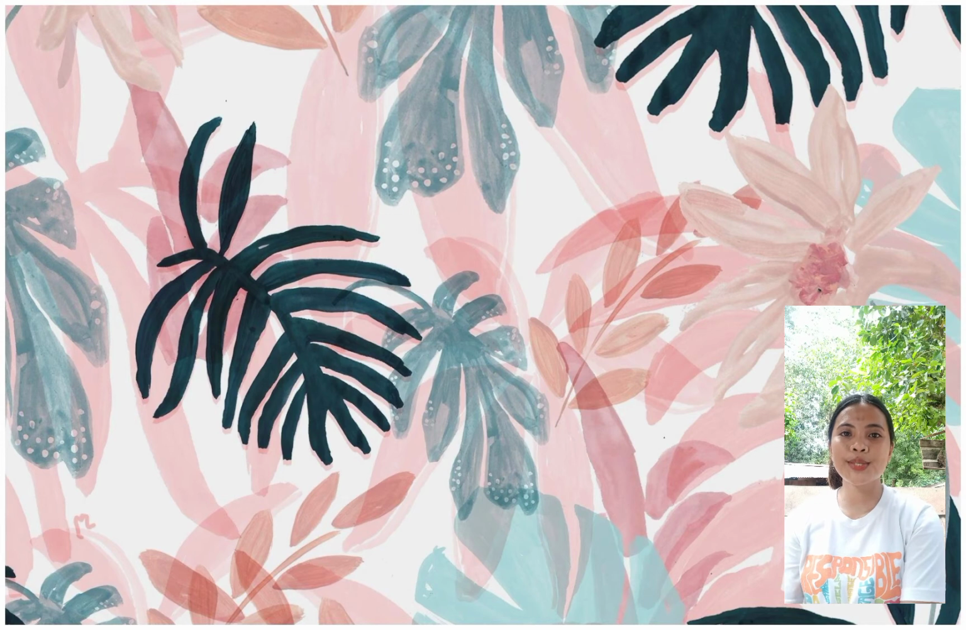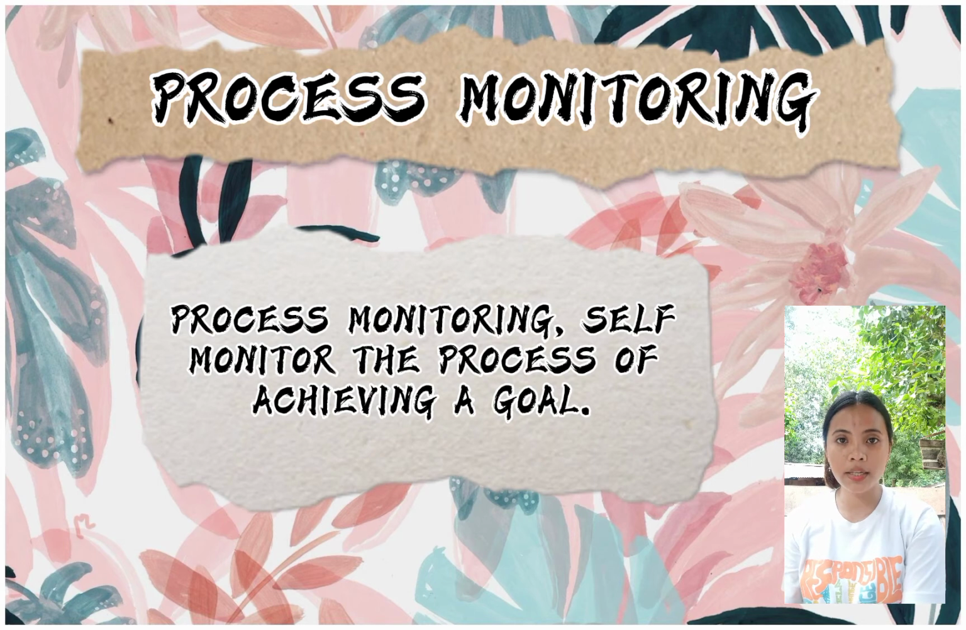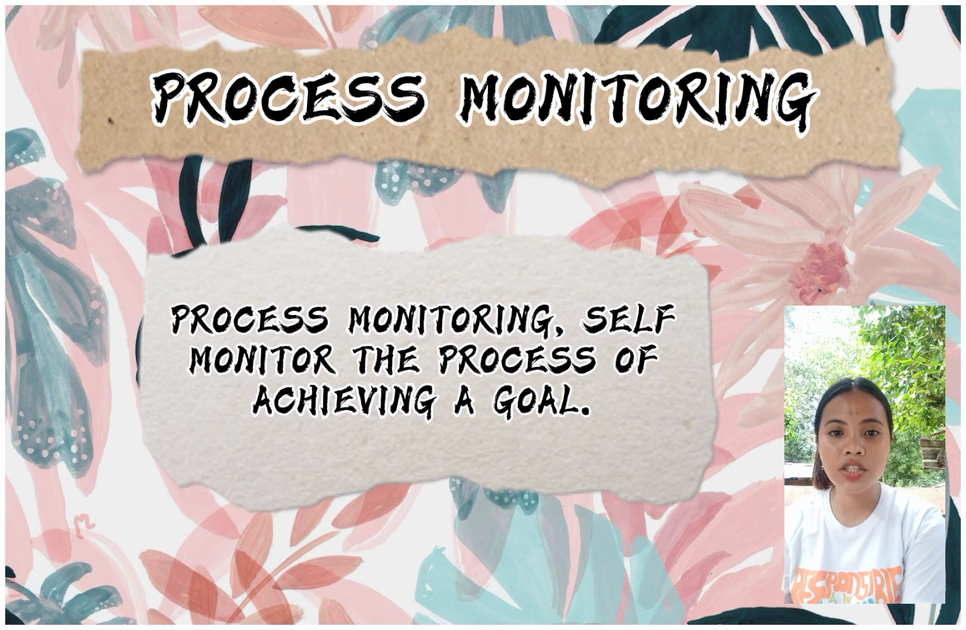So now, let's proceed to the next, which is process monitoring. In process monitoring, it is a self-monitor of the process of achieving a goal. This means that in achieving our goals, there are processes to follow. And by that, we need to monitor that process or processes, if it is going well, what the achievements are, if there are improvements, changes, and to avoid committing errors unexpectedly.